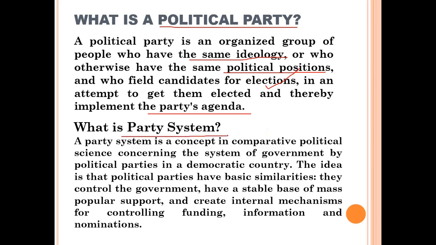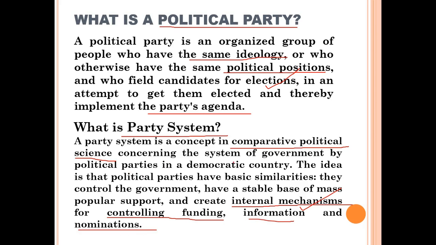Now come to the party system. A party system is a concept of comparative political science concerning the system of government by political parties in a democratic country. The idea is that political parties have basic similarities. They control the government, they have a stable base of mass popular support, and they create internal mechanisms for controlling funding, information, and nominations. So this is very important when we talk about the party system.